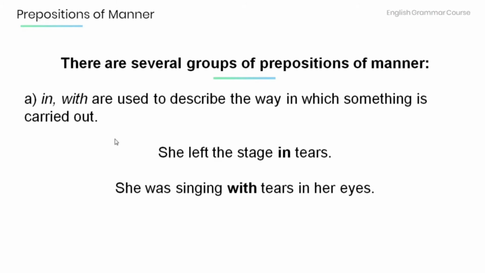Now, there are several groups of prepositions of manner. A, in and with. In and with are used to describe the way in which something is carried out, as in the examples below. She left the stage in tears. She was singing with tears in her eyes.